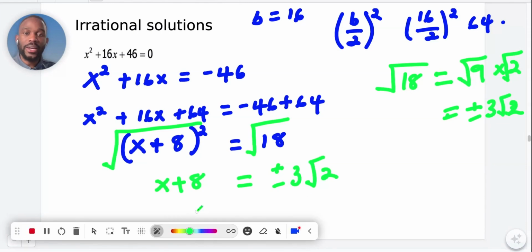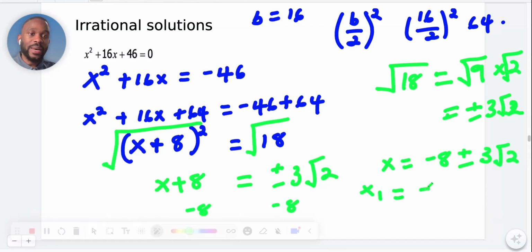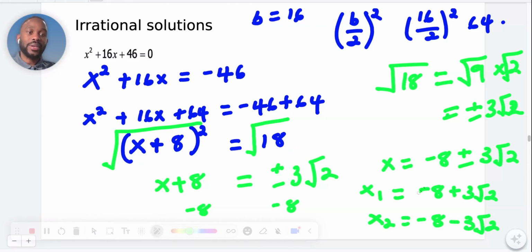So at this point, you're subtracting 8 from both sides of the equation. So x1 is minus 8 plus 3 root 2. And the next solution, which you can call x2, is minus 8 minus 3 root 2. All right. And you can leave it like this actually, if you want. Those are two solutions. But if you want to break them down, that's what it means.